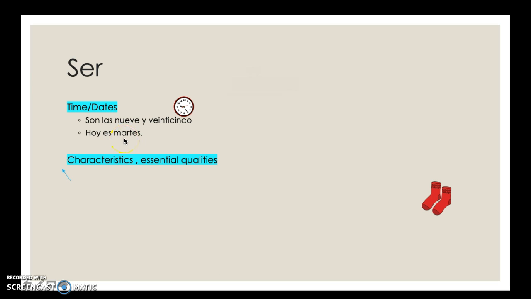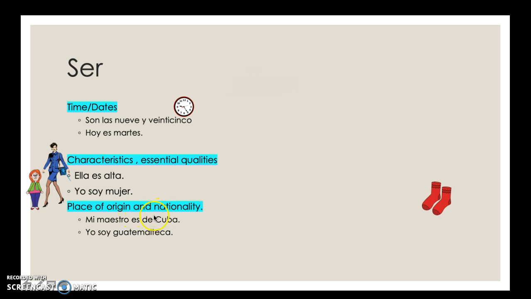Now let's look into some examples for ser. So for time and dates, here we have the time. Son las 9:25. It's 9:25. Or dates. Hoy es martes. Today is Tuesday. For characteristics and essential qualities, we can say that ella es alta. She is tall. Or yo soy mujer. I am a woman. It's part of who I am.